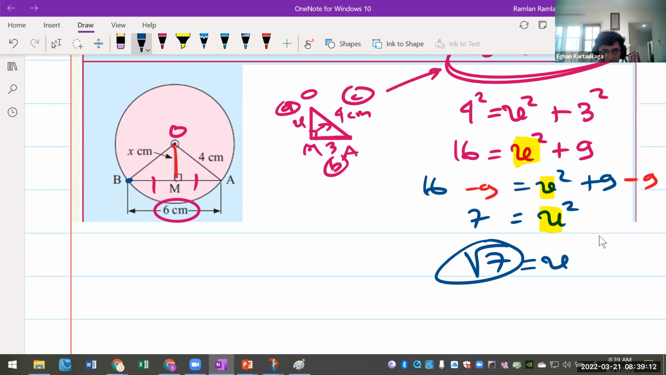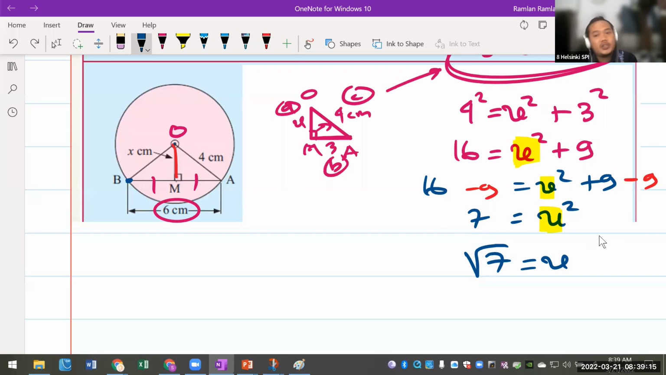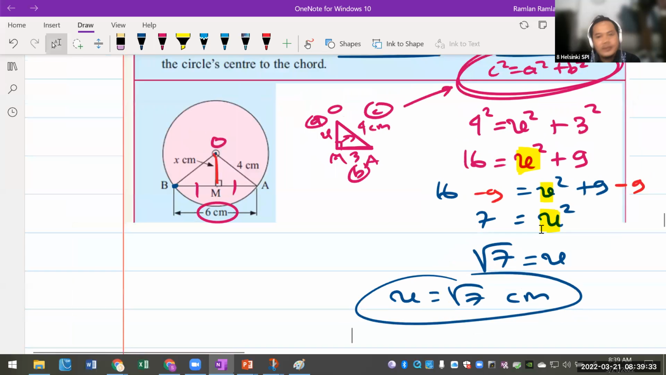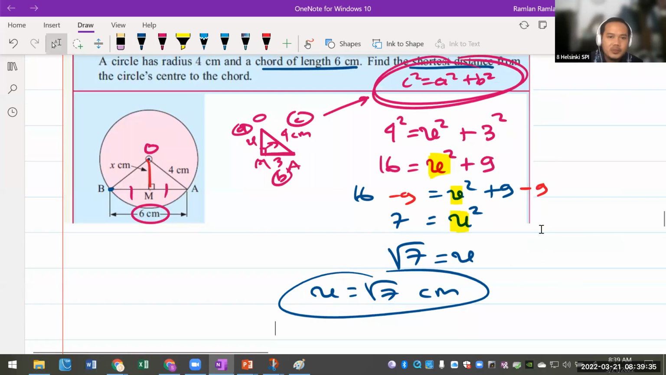You don't need to make this into a decimal if there is no instruction, but if you want to, it's fine. But most of the time, because this is an irrational number, it will have a lot of decimal numbers, so we don't need to do that. So the x will be equal to the square root of 7 centimeters. That's it. Again, guys, please write this down because this is going to be one of the questions that may come up on the quiz later.